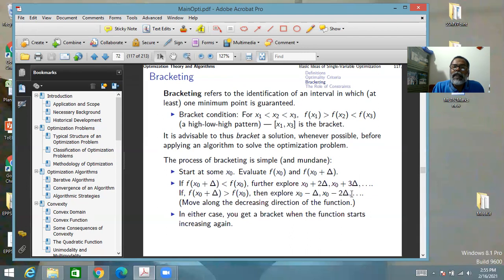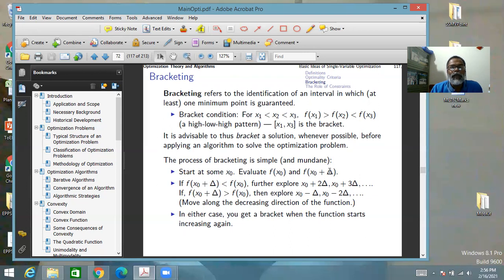So in any case, move along the decreasing direction of the function and go on moving till you find a situation when the function starts increasing again, and there you have your bracket. Now do not keep this delta too small, because then you will spend a lifetime in doing this bracketing.